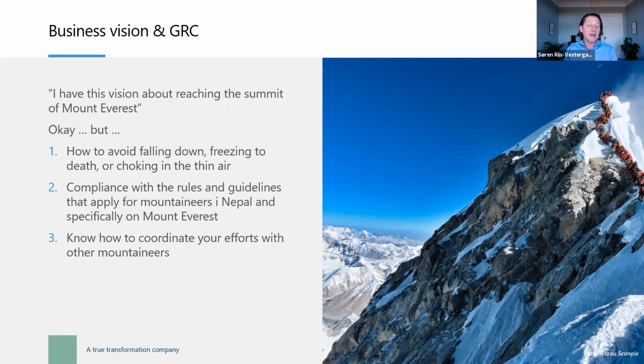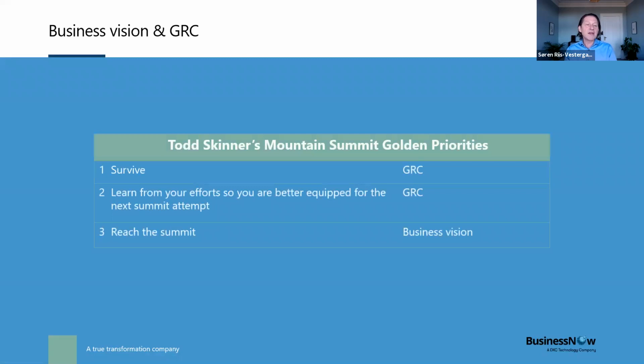So how do you do that, and how do you coordinate your efforts with other mountaineers? And this mountaineer, Lars Kristian, Todd Skinner, he had created his three basic rules when he went for a mountain summit. Rule number one, his priority number one, was to survive, and rule number two was that whatever he did with his team, to learn from their efforts, so that next time they try to summit, they are better equipped than they were when they started this one.